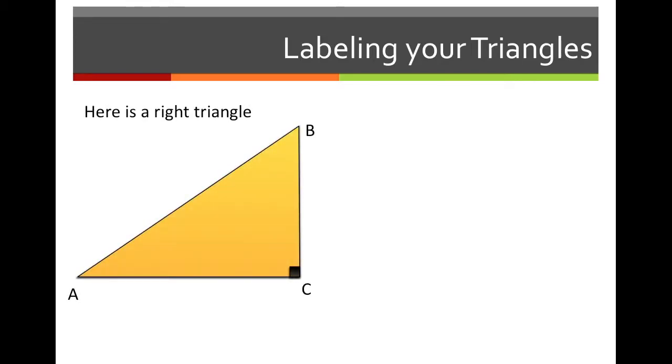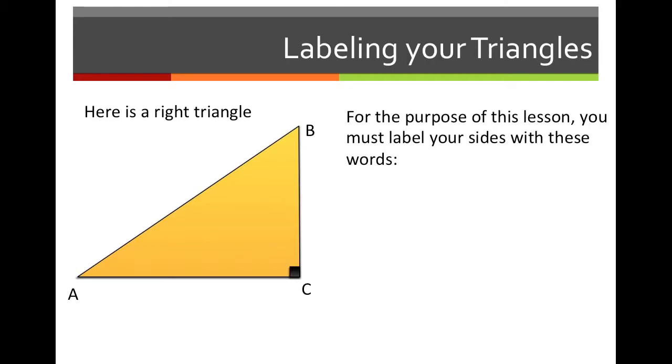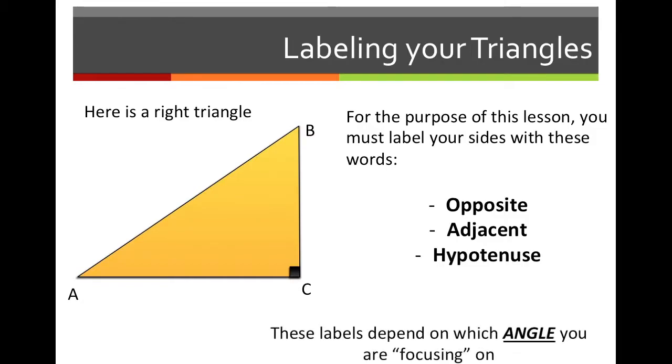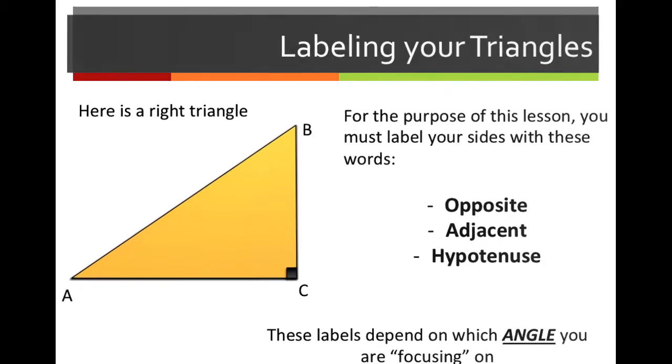We're going to talk about the importance of labeling your triangles, and in this case, this is a right triangle that I have labeled ABC. But for the purpose of this lesson, you must label your sides with the words opposite, adjacent, and hypotenuse. These labels depend on which angle you are focusing on. In our case, we have angles A, B, and C to choose from.